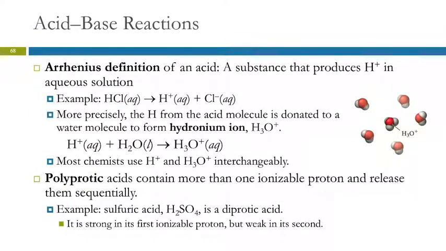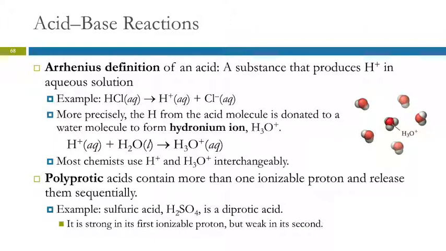So we need to talk a little bit more about acids and bases. There are several definitions of acids. The Arrhenius definition is that an acid is a substance that produces hydrogen ions in aqueous solution. So if we look at HCl, which we have learned to identify as an acid because it starts with an H, when we put that in water, it ionizes, it forms hydrogen ions and chloride ions. So that fits the Arrhenius definition.